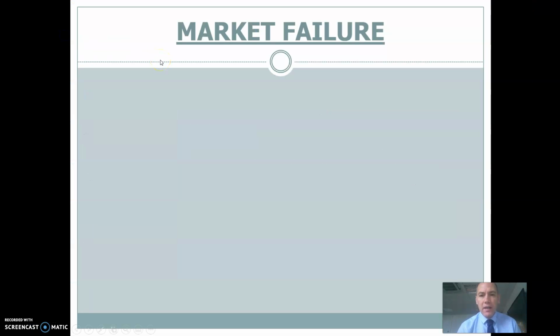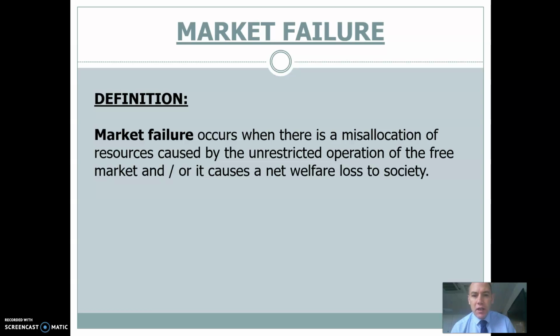Okay, we're going to be looking at a couple of different topics of market failure. Just very quickly, a reminder of our definition. What is market failure? Well, it occurs when there's a misallocation of resources. So either too much or too little is produced at too high or lower price, caused by the unrestricted operation of the free market, and/or there's a net welfare loss to society.